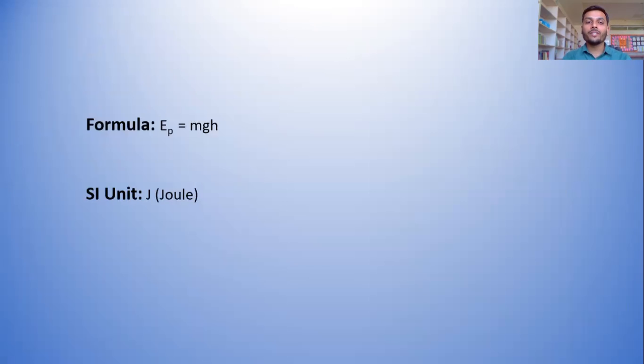The formula for potential energy is mgh, where potential energy is represented with EP, and it is having the same unit as that of the kinetic energy, and that is the joule. So here we have discussed the two types of energy in detail, kinetic as well as potential energy.